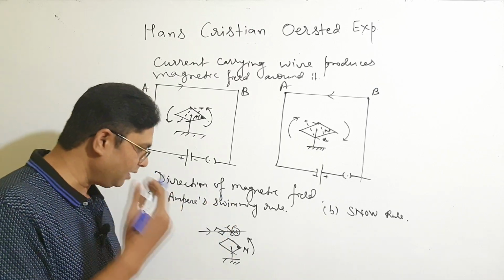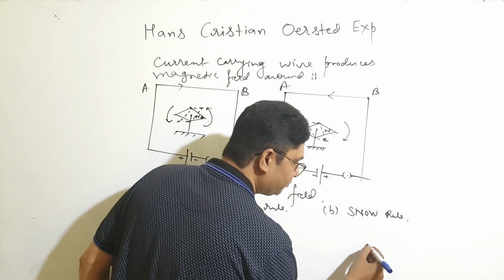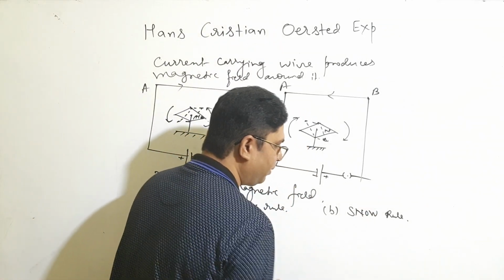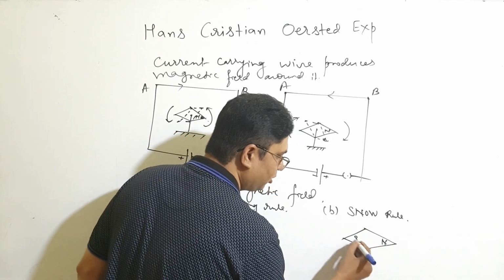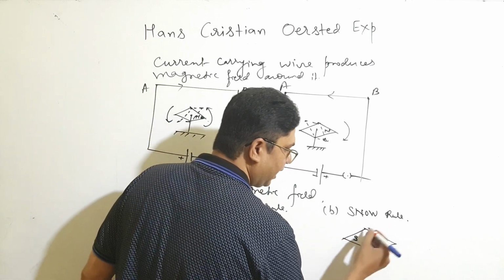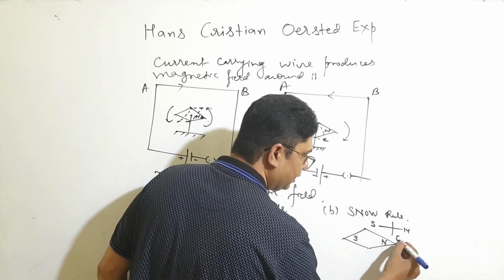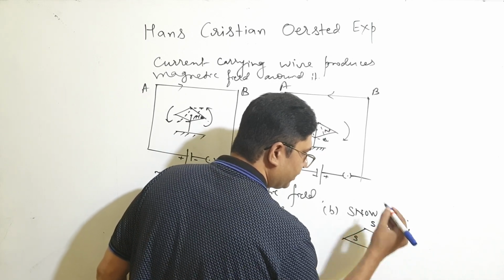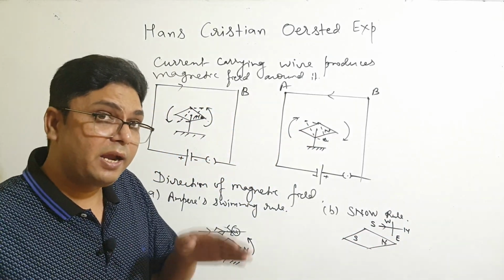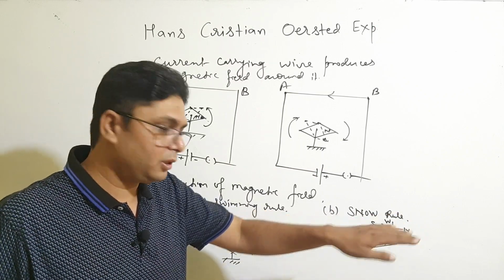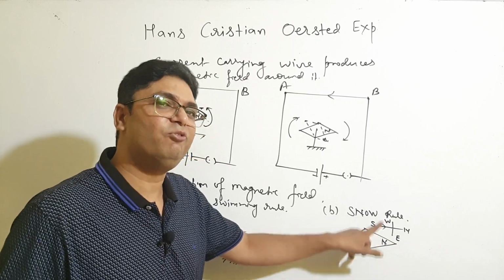This can also be understood by another rule known as Snow rule. Here Snow rule says that this is the magnetic compass we are taking. This is the north and this is the south of the magnetic compass. Let us have here south, north, east, west marking. So if current is flowing from south to north, then the north of the magnetic compass will deflect towards west.